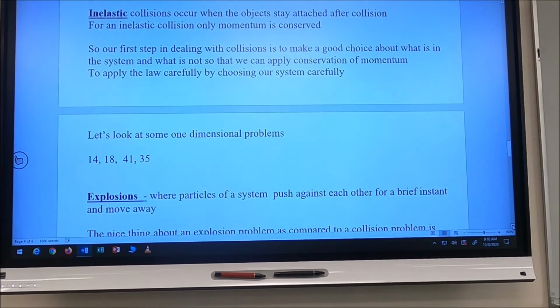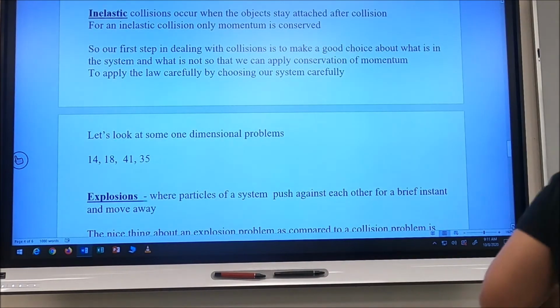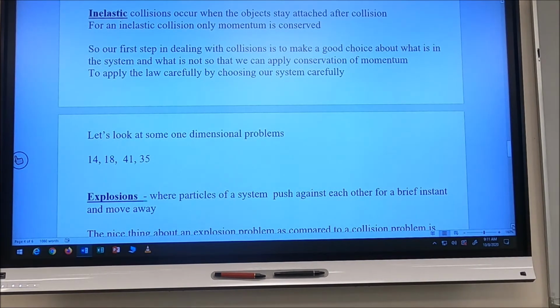Now, remember we have to make good choices about what's in our system to apply this law, and we're going to look at the moment right before the collision and the moment right after the collision. We're going to start off by looking at one-dimensional collision problems, just because it's easier. All right, now, the first problem we're going to look at is problem 14.